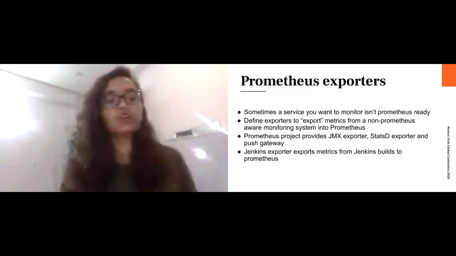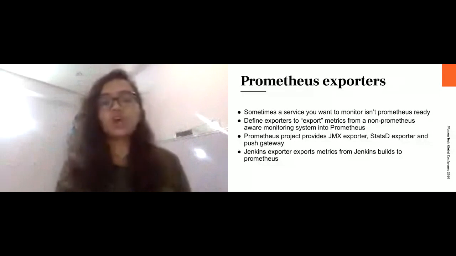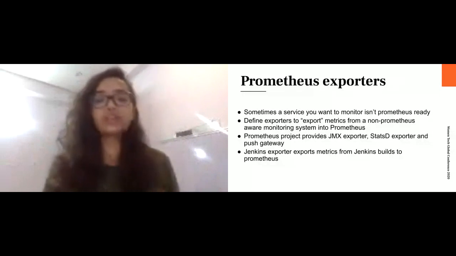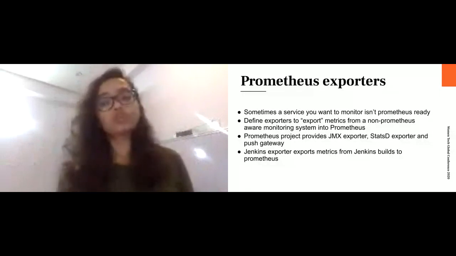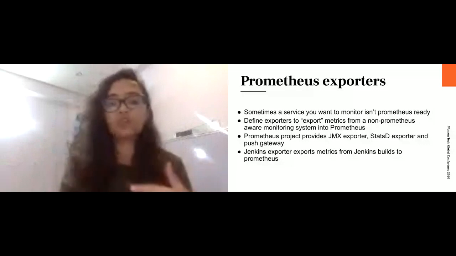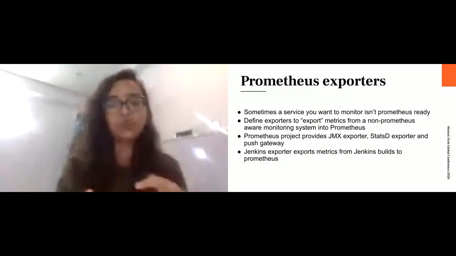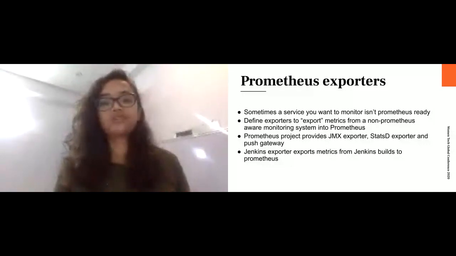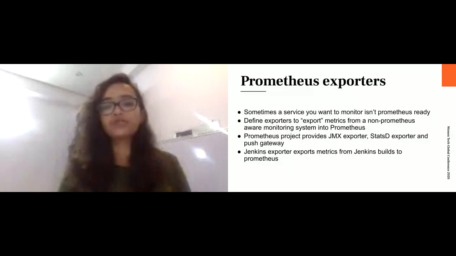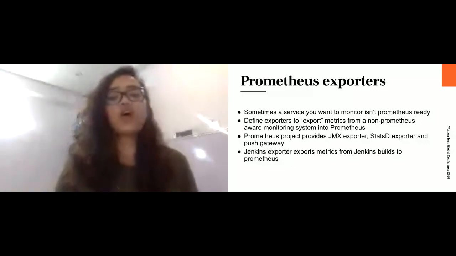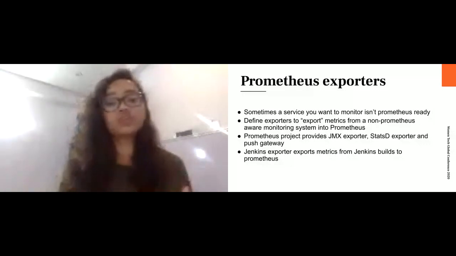So yes. Lastly, Prometheus exporters. Sometimes a service you want to monitor may not be Prometheus ready, right? For this, we use Prometheus exporters to consume metrics from subsystems. So we have the StatsD exporter to export metrics from applications which speak the StatsD protocol. JMX is the Java standard for monitoring, so there is an exporter for Java services which export metrics via JMX, like Tomcat, Kafka, and Spring services, etc. Or you can make your own exporter using the Prometheus library.